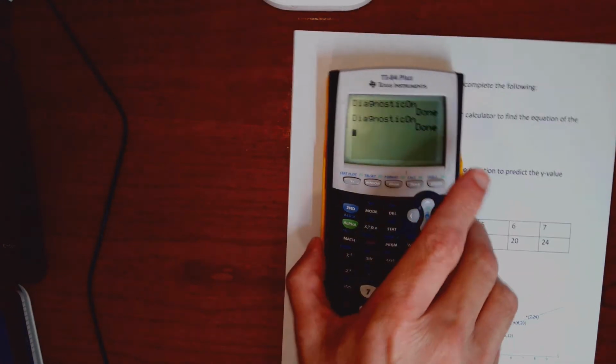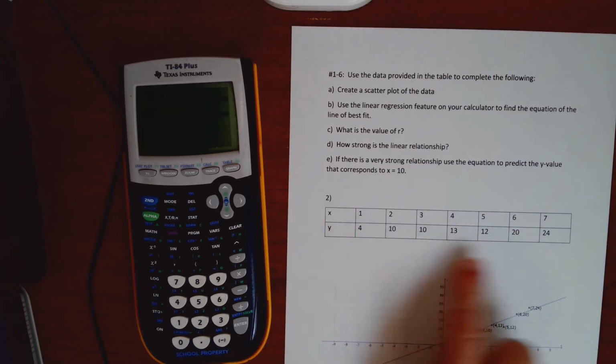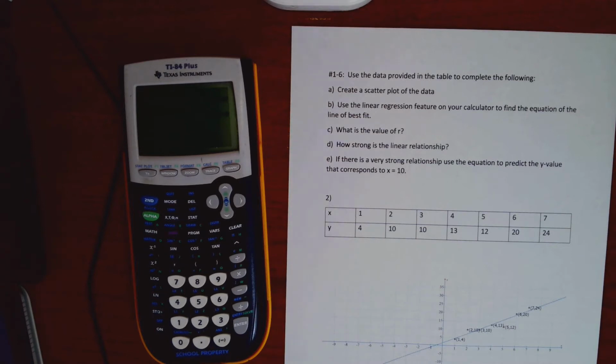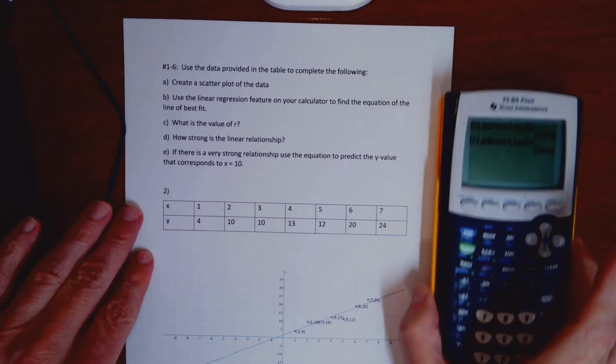All right. So problem 2 gives me some data, wants me to make a scatter plot. Let's do that scatter plot of the data. So my X's in list 1, I'm going to put the numbers 1 through 7. My Y's in list 2, I'm going to put the numbers 4, 10, 10, 13, 12, 20, and 24. Part of the reason I did this in the last section is just to make this section less calculator new.